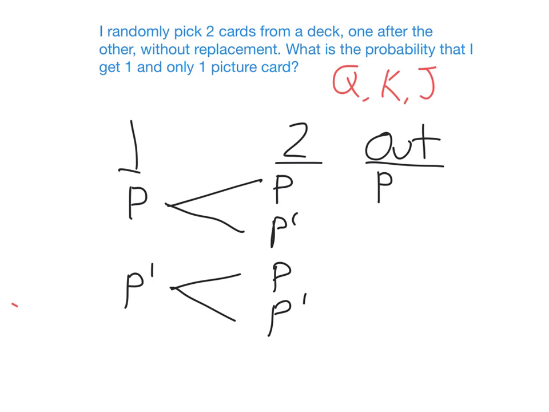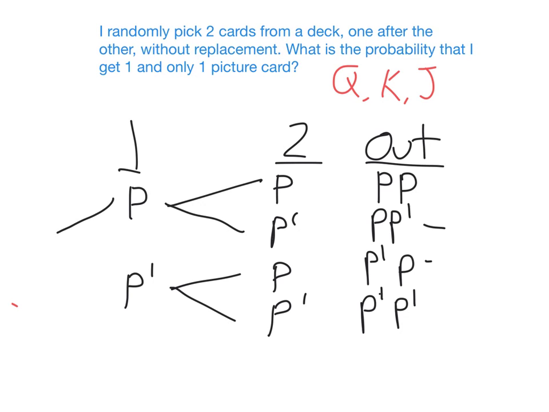So there are sort of 4 possible outcomes here, right? So it looks pretty straightforward. Now, it might be tempting for you to then say, oh, okay, cool. So the probability that I get one and only one picture card is this one, a quarter plus a quarter, which is a half. The problem here is, though, that each of these is not equally likely. P and not P are not equally likely.